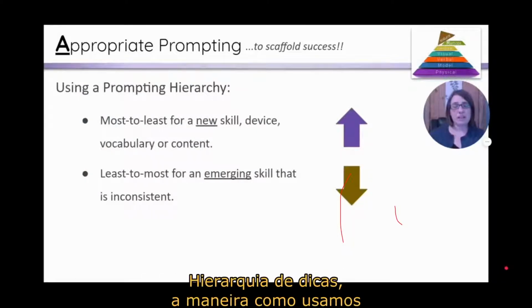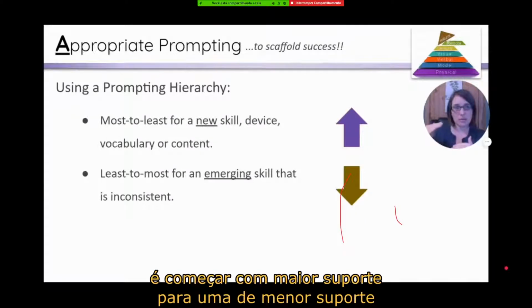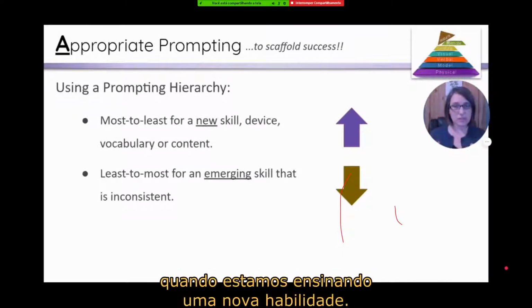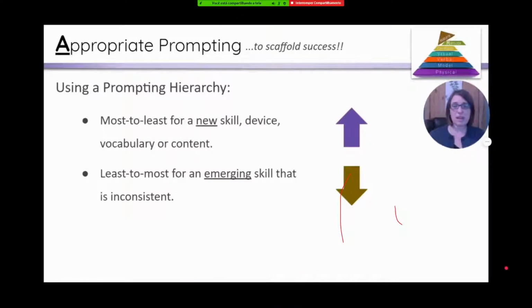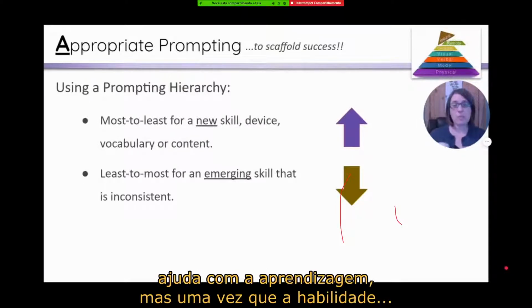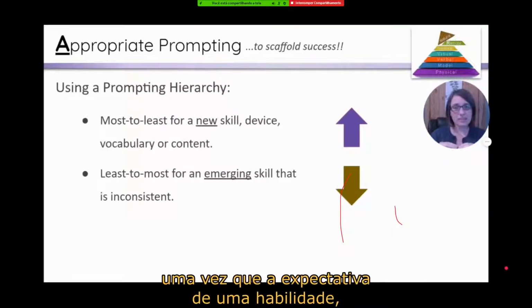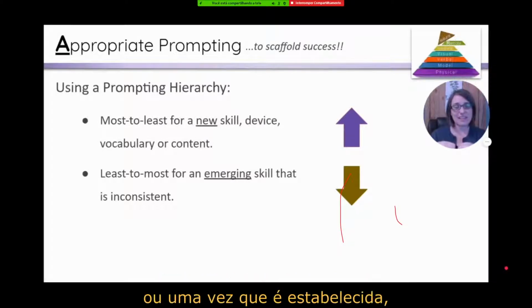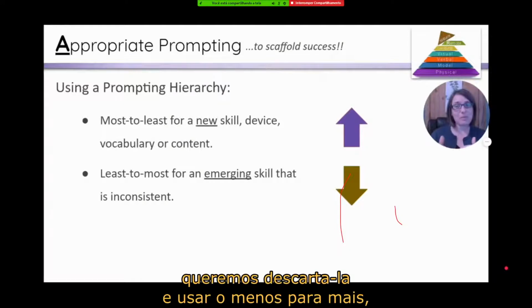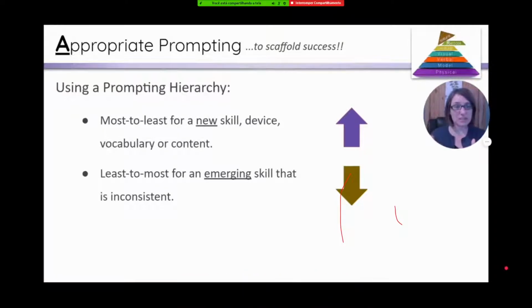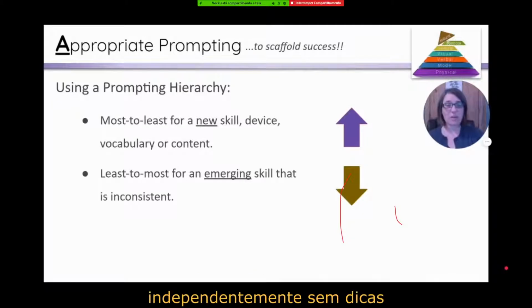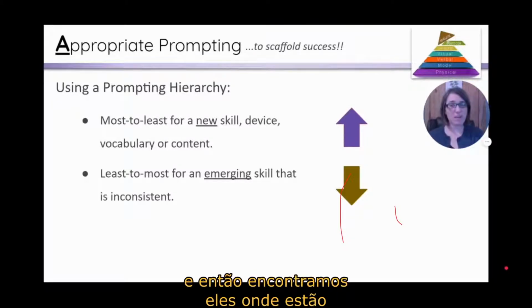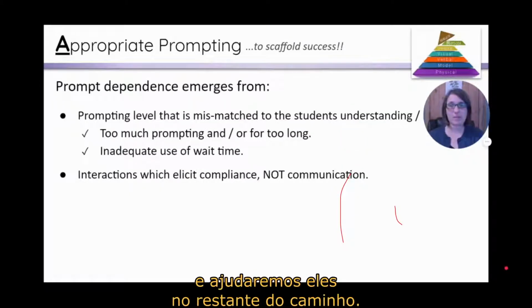A prompting hierarchy, the way that we use this, is we start with the most support to the least amount of support when we're introducing a new skill. This gives positive practice and helps with the learning. But once the expectation of a skill is established, then we want to flip that and use least to most, because that gives kids the opportunity to do as much as possible on their own without prompting. And then we meet them where they are and help them the rest of the way.